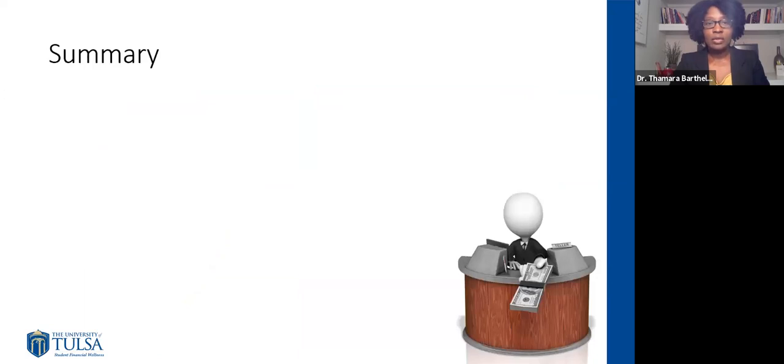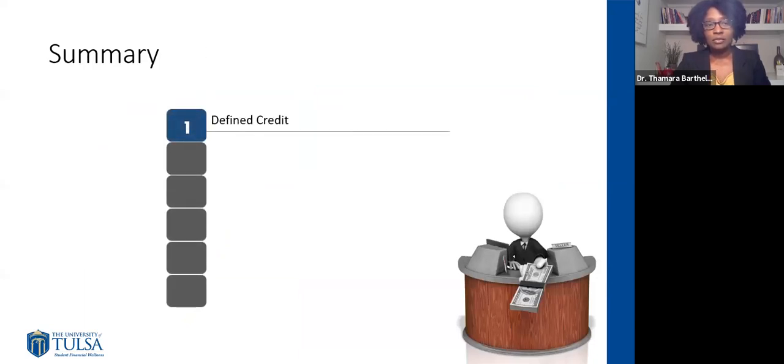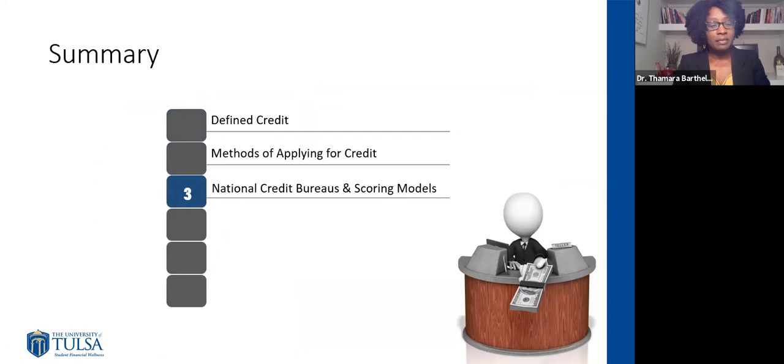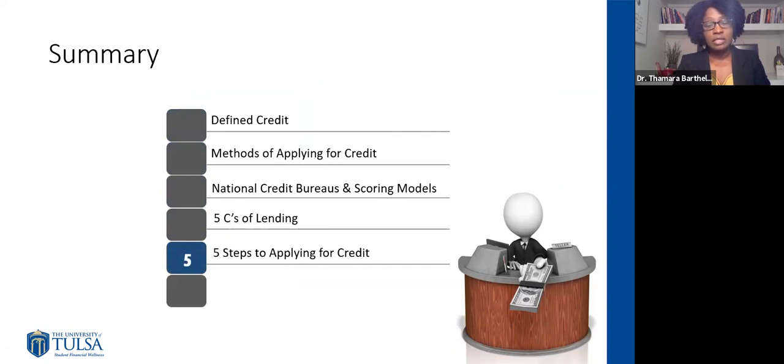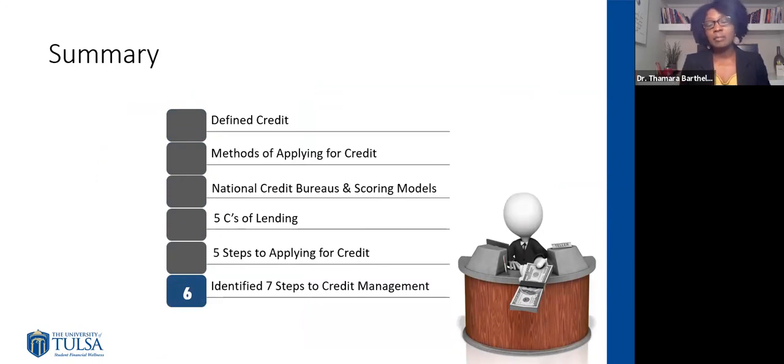And now that we've reviewed quite a bit, let's summarize what we've learned today. First, we defined credit. Second, we identified the different methods of applying for credit. Then we reviewed the national credit bureaus. We talked about the 3 national credit bureaus that are out there, as well as the scoring models. Even though we only reviewed one of the scoring models, there are several. But the scoring model that is commonly used, which is what I discussed, is the FICO score, because that is used by 90% of our lenders.